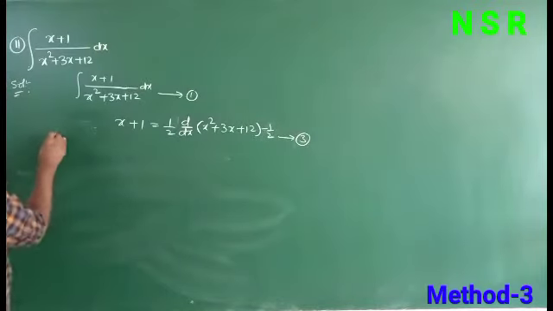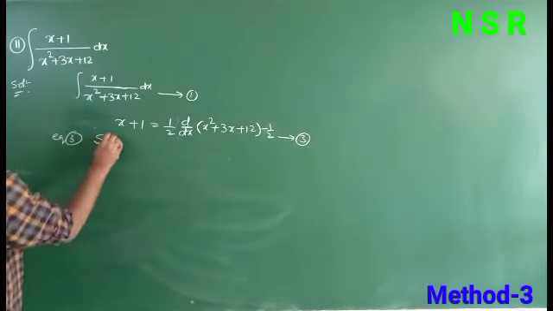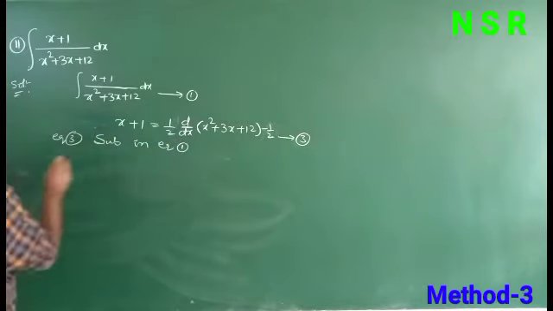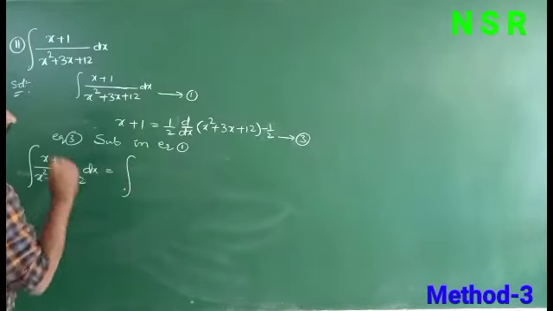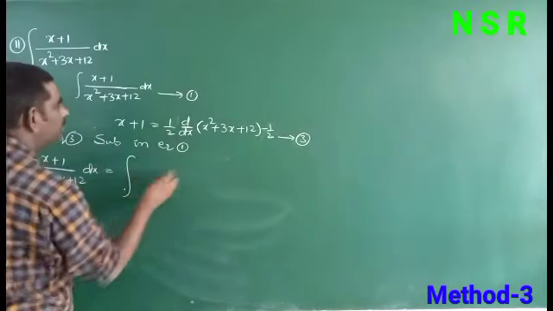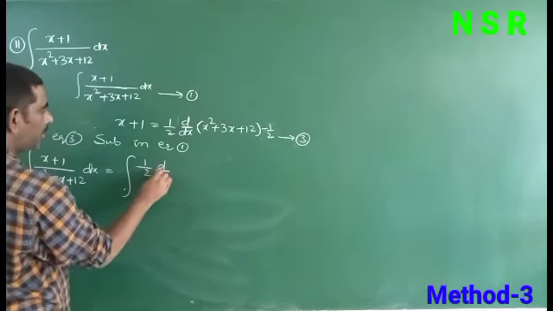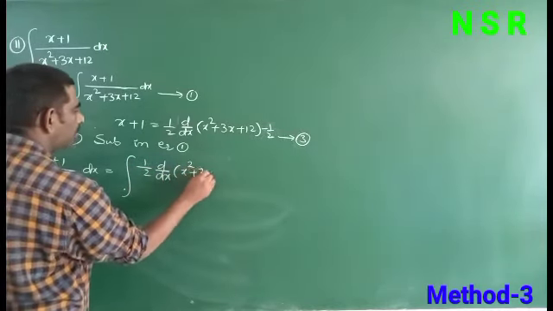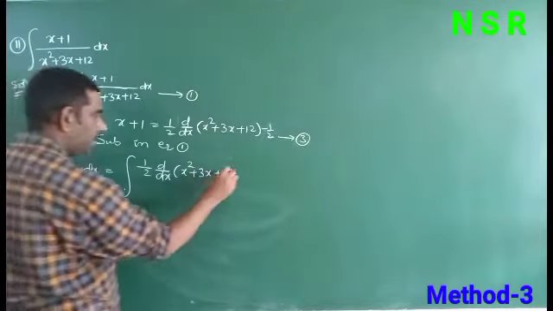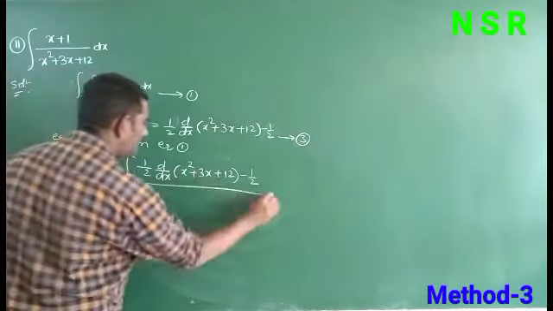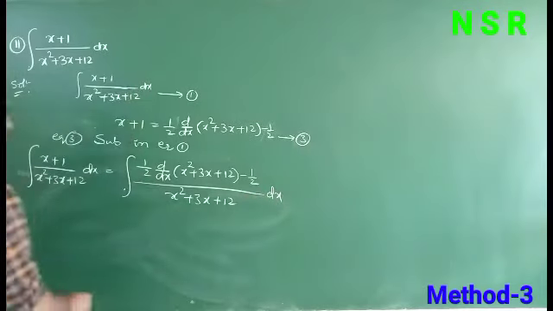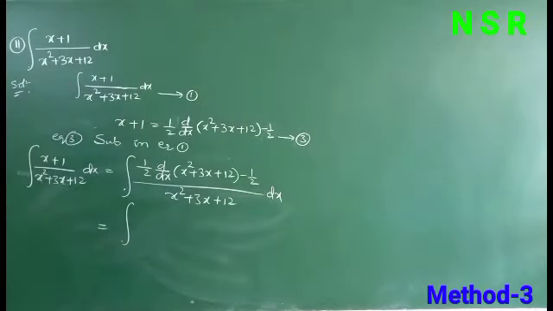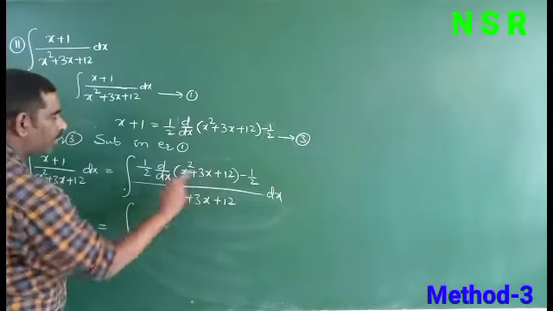So this equation 3, substitute in equation 1. So we get the integration of (x plus 1) by (x square plus 3x plus 12) dx equal to, in place of x plus 1, substitute this value, we get 1 by 2 into d by dx of (x square plus 3x plus 12), minus 1 by 2, by (x square plus 3x plus 12) into dx. Now it is equal to the integration of, so we have two terms.